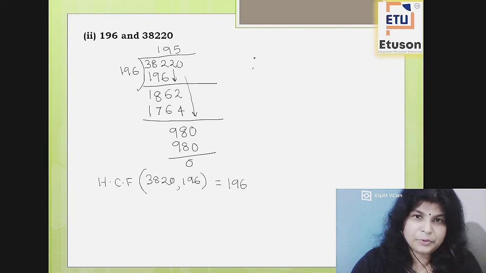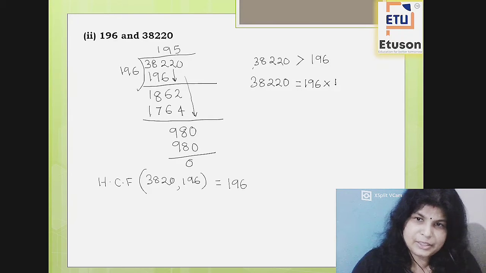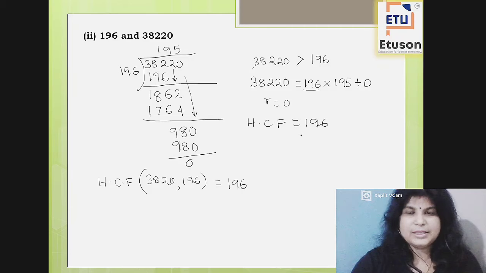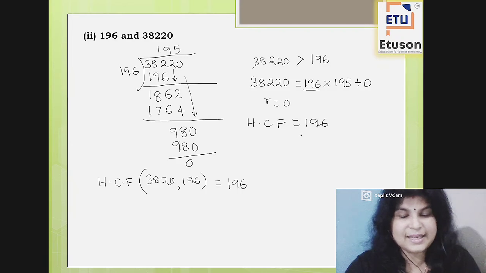So how you are going to write? So first you will write like this, as 38220 is greater than 196. So you will write down like this, 38,220 is equal to 196 into 195 plus 0 as the remainder is equal to 0. So HCF is equal to your 196. Correct. So this was your bit 2 of question number 1 of exercise 1.1.